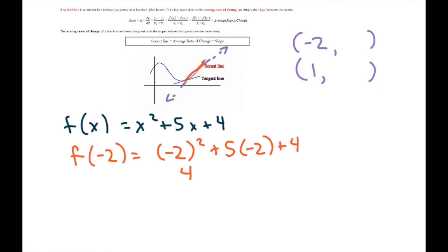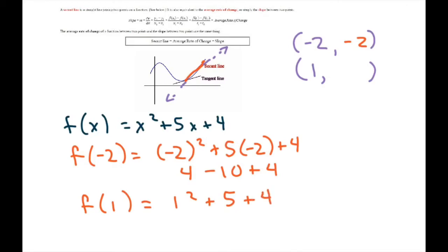So this is going to be 4 minus 10 plus 4. So 8 minus 10, that's going to be -2. And now also plug in 1. And that's going to equal 10. So we've got -2, -2.